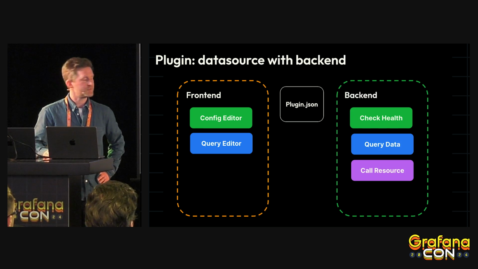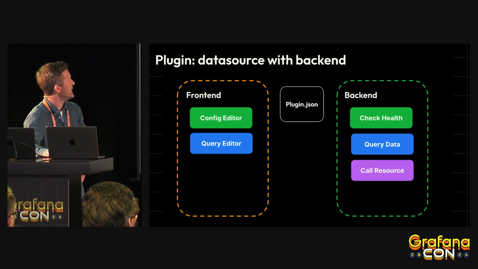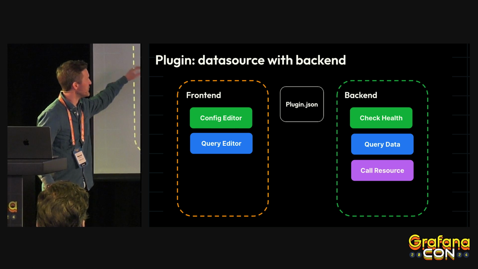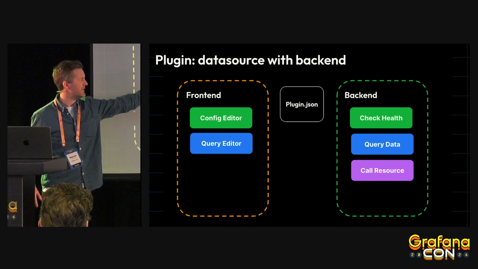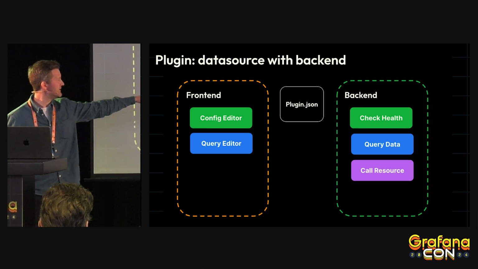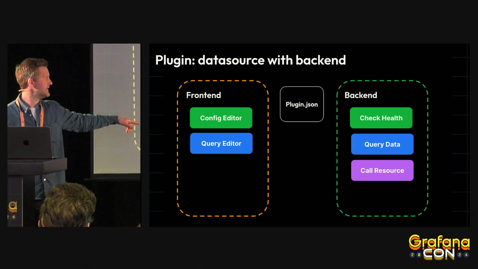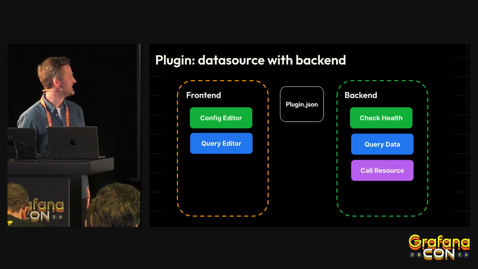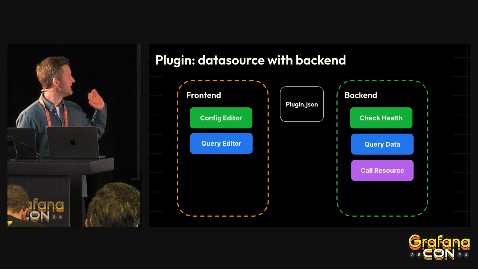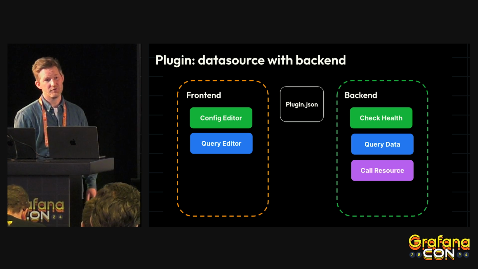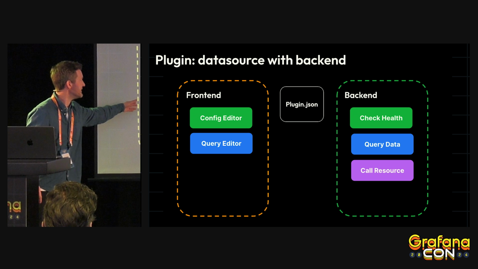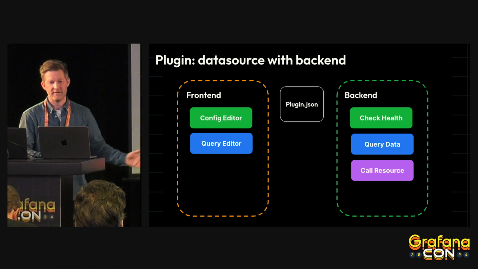Then we have a data source with backend, so they are similar. The only difference is that we only have the query editor and the config editor on the front end, and we implement the check health and the query data in the backend. In addition, if you have a backend, you can also add something that we call call resource, and it's basically a capability to provide custom endpoints. So things such as providing support data to build your query editor, or whatever could be needed.